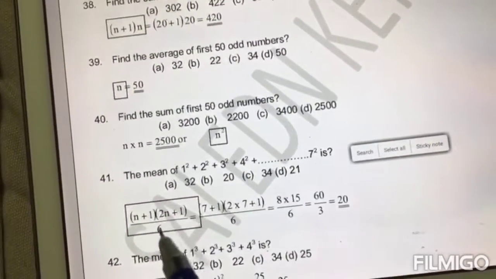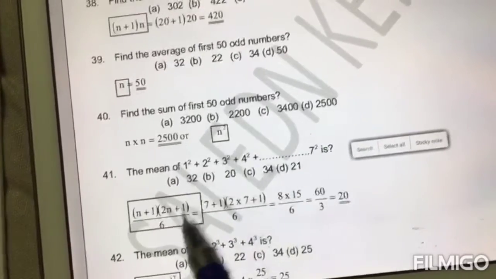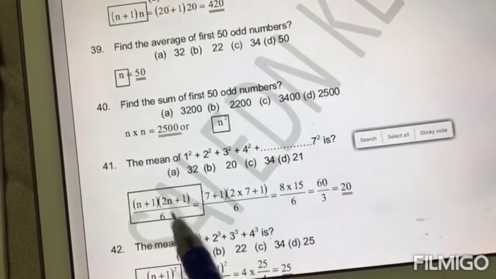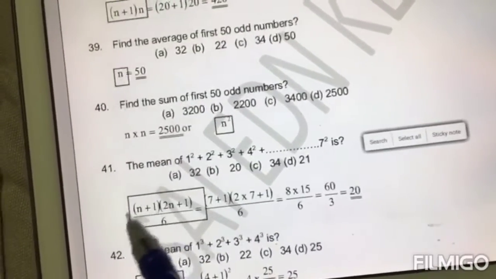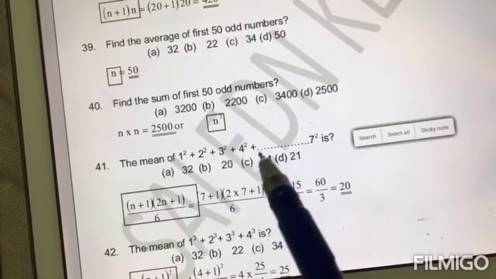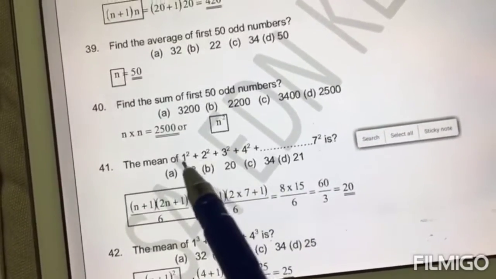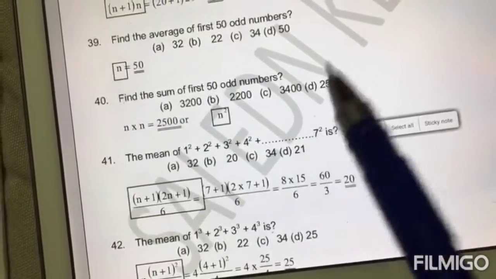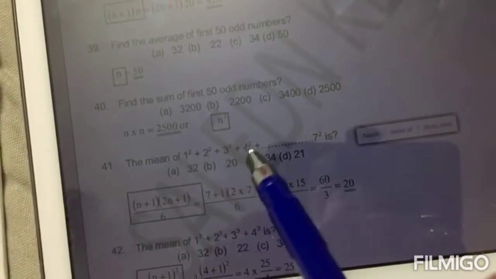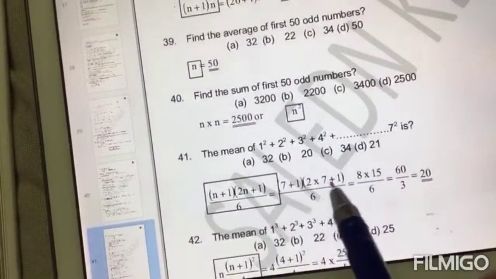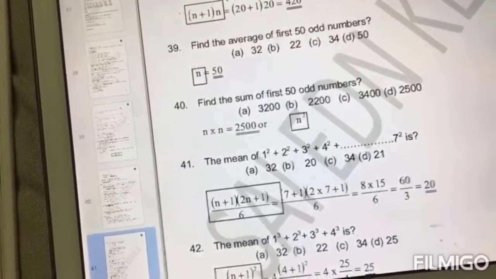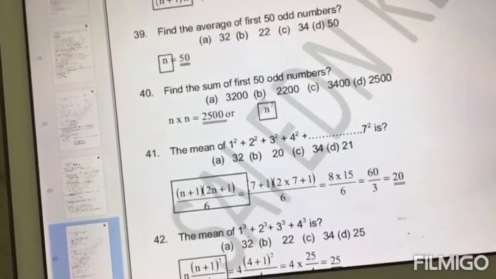Here we simply have to find the mean, that is average. We have to use this formula. Mean is another word for average. N plus 1 into 2n plus 1 divided by 6. What is n? N is the number of these terms. How many terms are there? 1 square plus 2 square plus 3 square plus 4 square plus 5 square plus 6 square plus 7 square. So how many terms? 1, 2, 3, 4, 5, 6, 7. 7, right? 7 plus 1 into 2 into 7 plus 1 divided by 6, which will give you 20. So please memorize these formulae, they're very important.